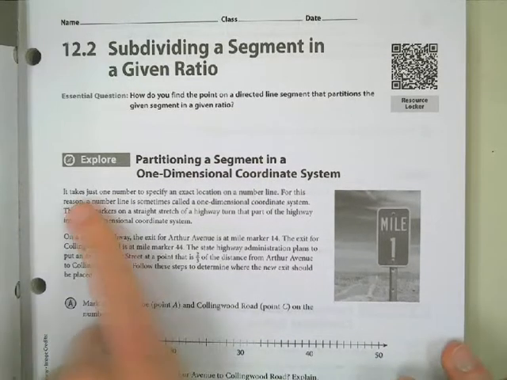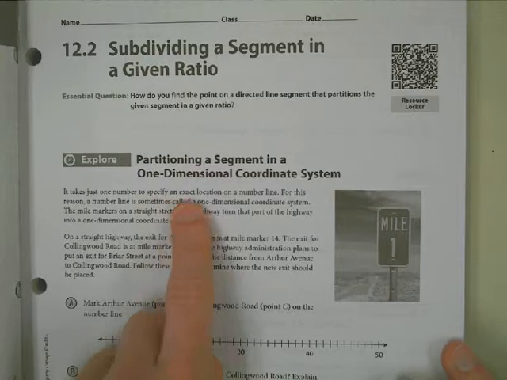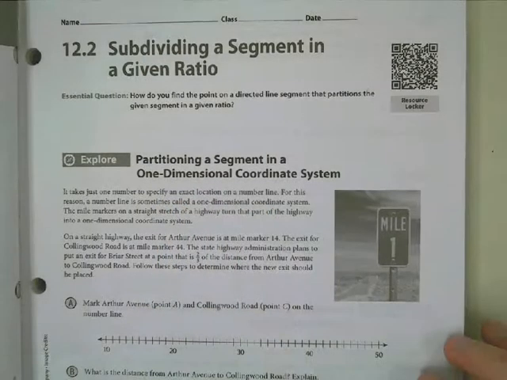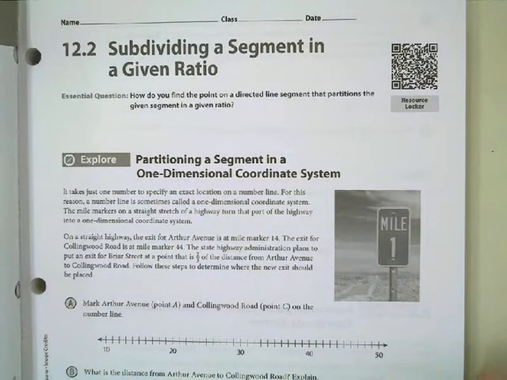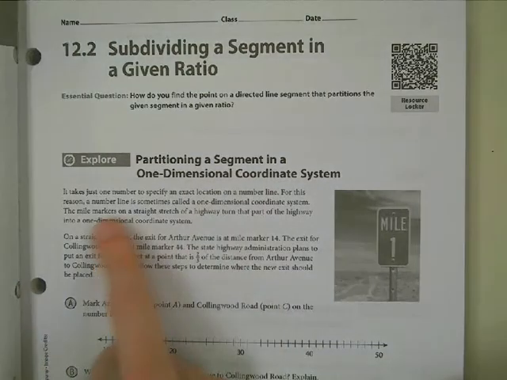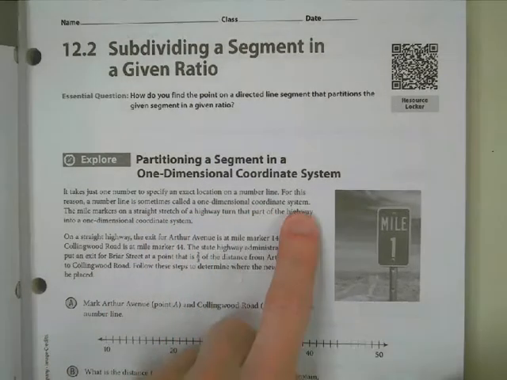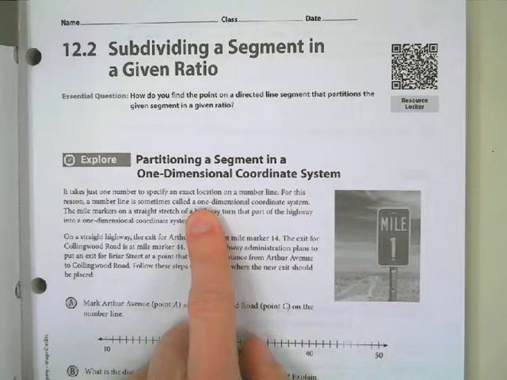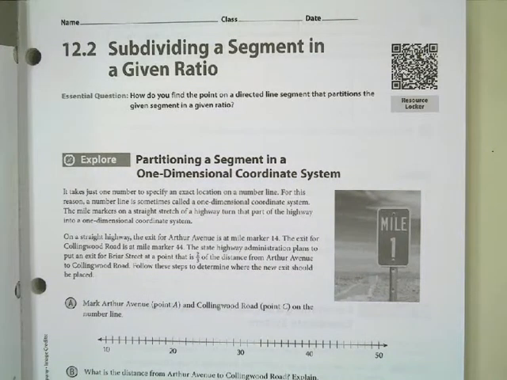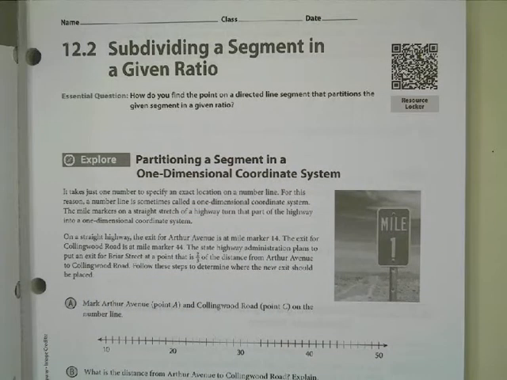It takes just one number to specify an exact location on a number line. If you have one number, you know exactly where you are. For this reason, a number line is sometimes called a one-dimensional coordinate system because you only need one number. In the coordinate plane, how many numbers do you need to figure out your location? You need 2, and that's why the coordinate plane is called two-dimensional. You have an x and a y part, but here it's one-dimensional because there's only one number you need to figure out where you are.